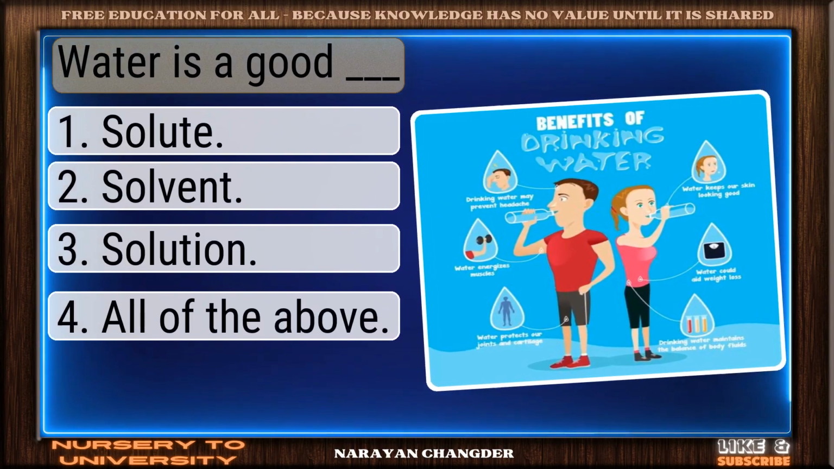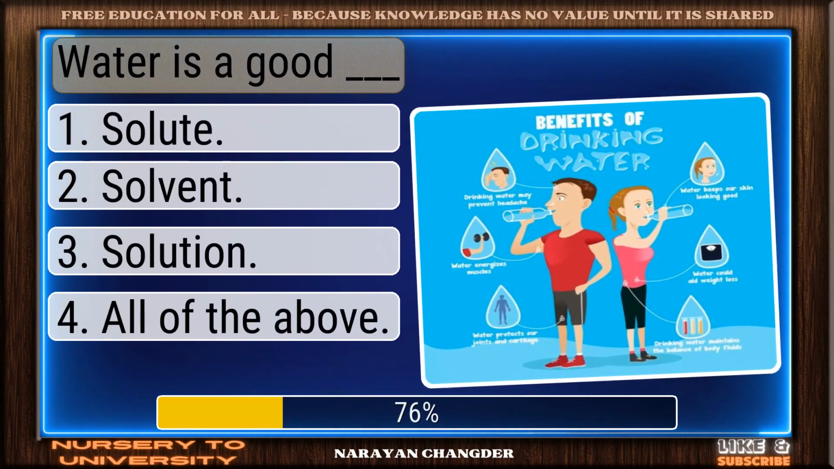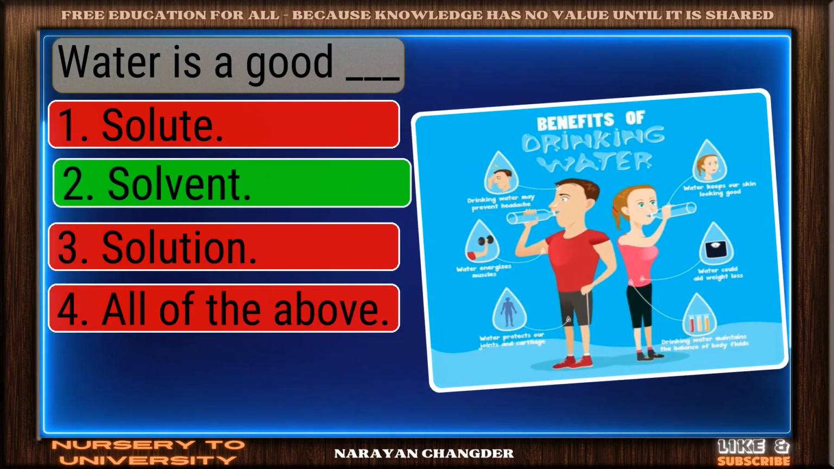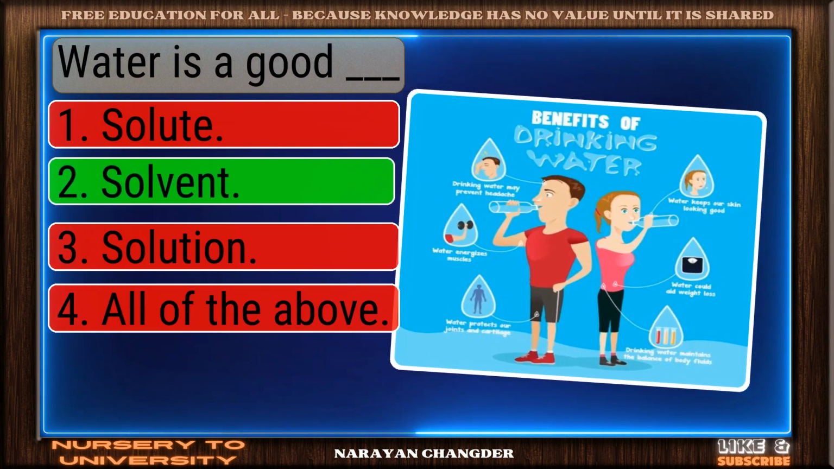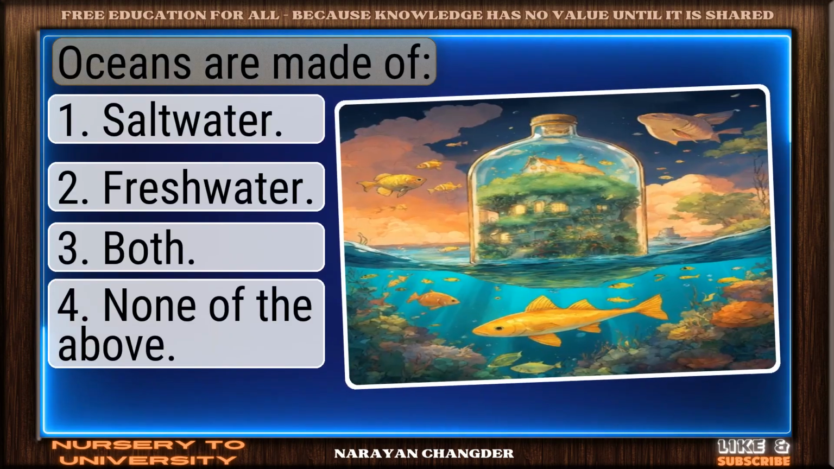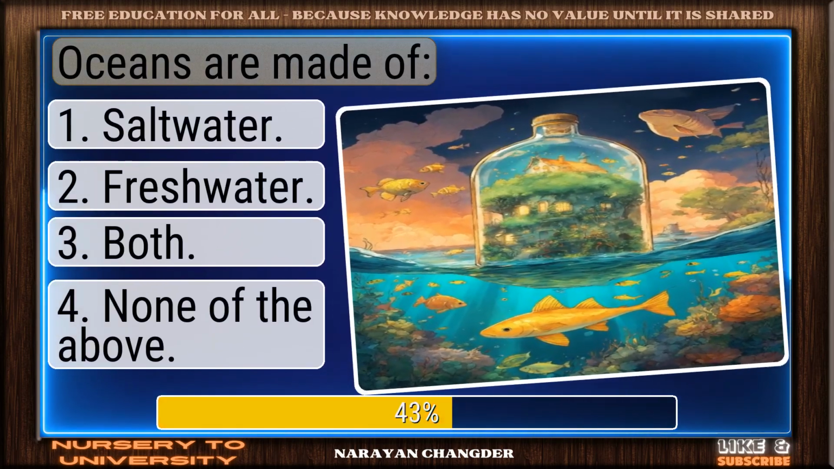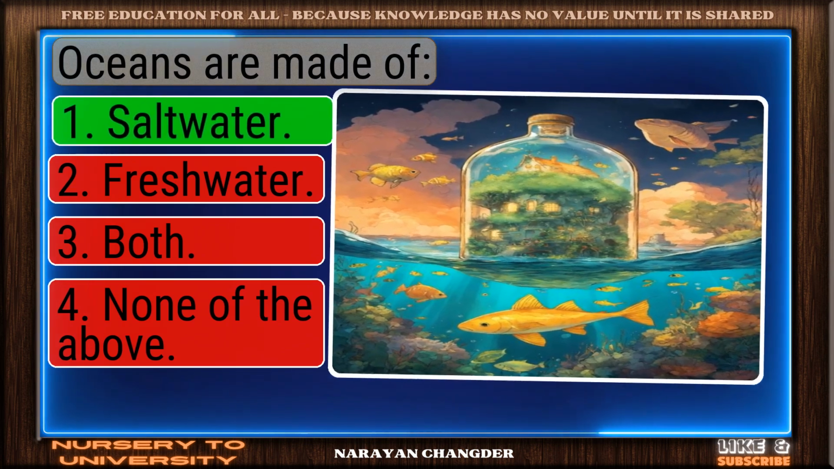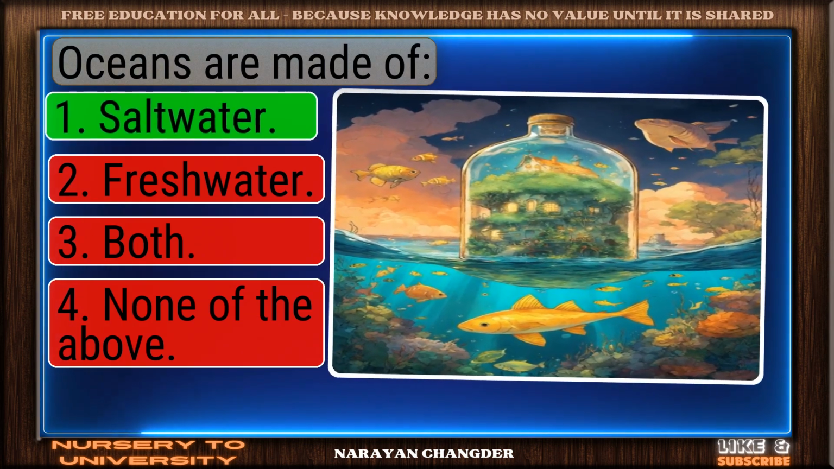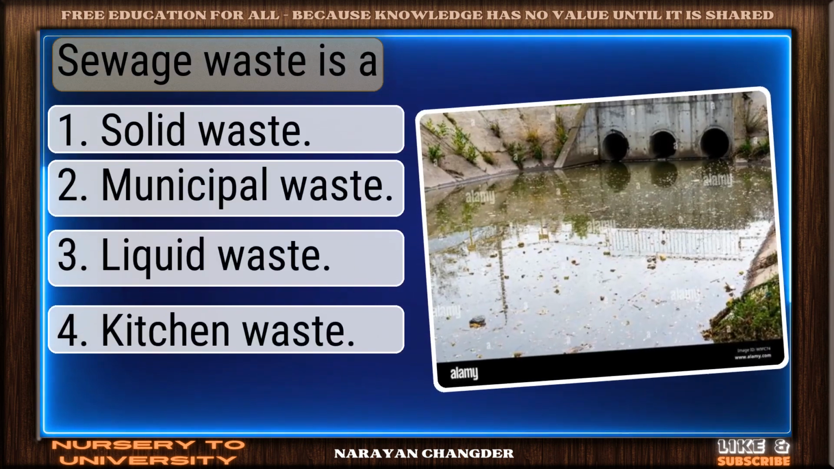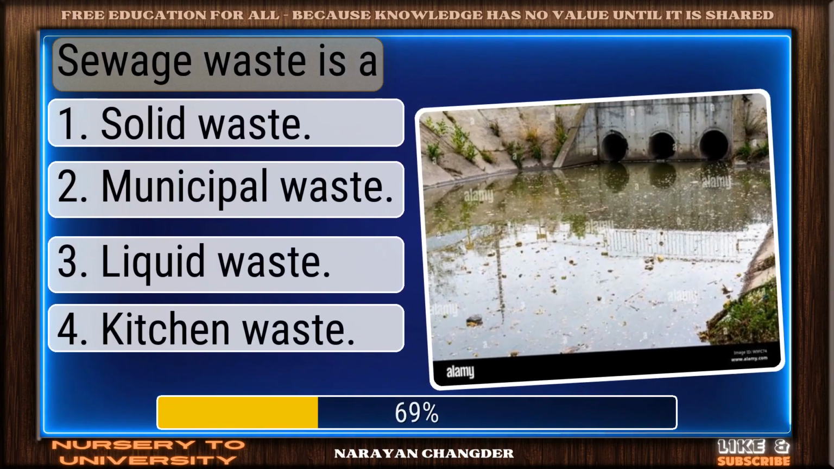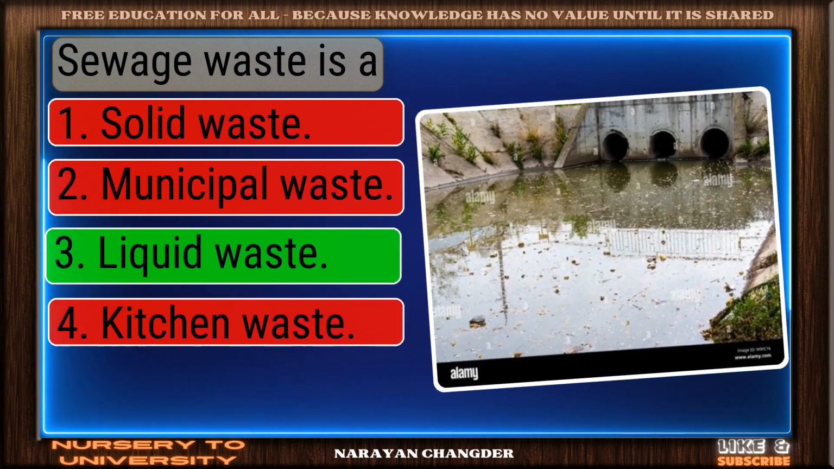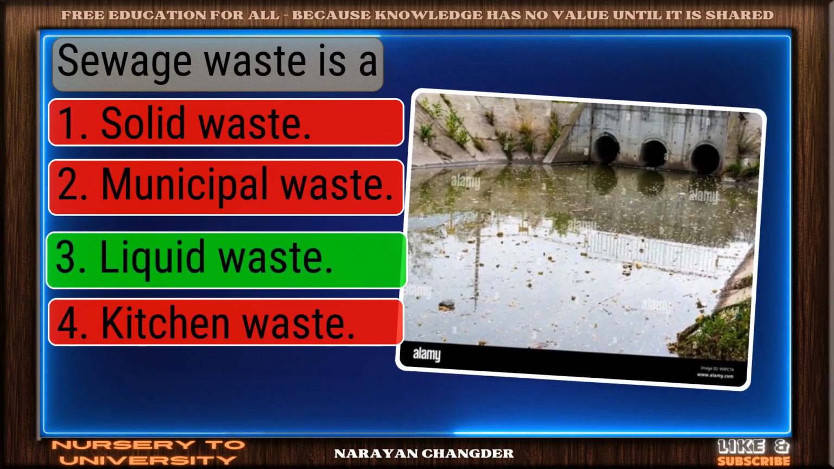Water is a good dash. Excellent. Solvent is a brilliant choice. Oceans are made of. Good thinking. Salt water is the right answer. Sewage waste is a. Perfect. Liquid waste is the correct choice.